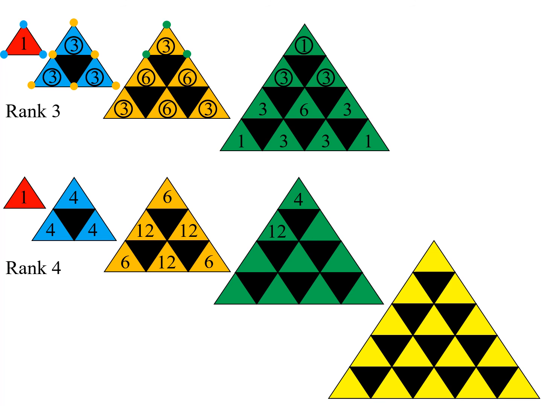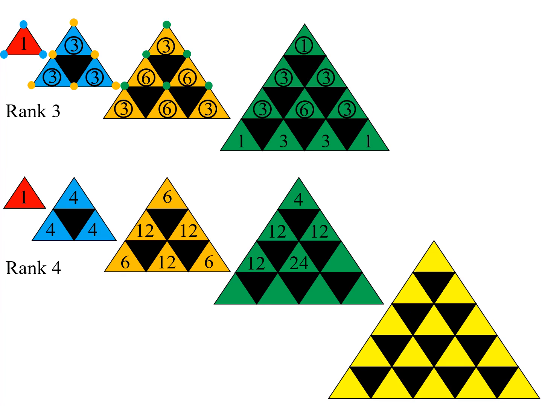Rank 3. Orange 6 plus orange 3 plus green 3, rank 4, 12. Rank 3. Orange 6 plus orange 6 plus orange 6 plus green 6, rank 4, 24. This is the first time we had to add 4 numbers. Most entries in Pascal's hypertetrahedron are gotten by adding 4 numbers.